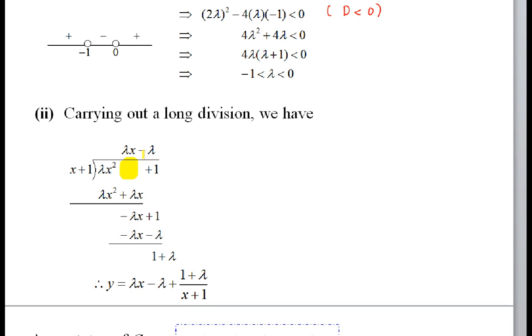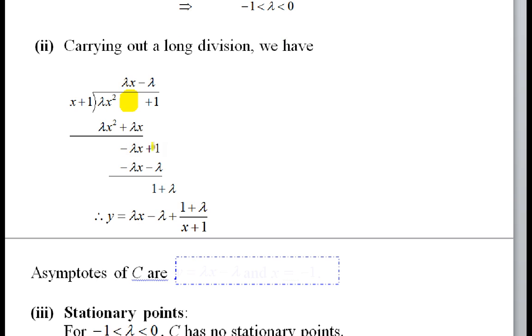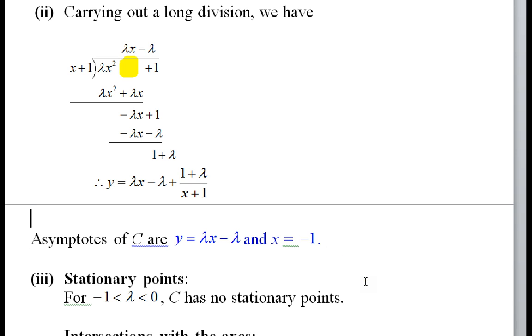Easy? Good. As x tends to infinity, this whole fraction tends to 0. So y tends to this. Looks complicated, but it's actually just a straight line. Okay, just an oblique asymptote. So one of the asymptotes is this. What is the other asymptote? The vertical asymptote, which is quite easy as well. As x tends to -1, y tends to infinity. So x equals -1 is a vertical asymptote. Done. Easy.